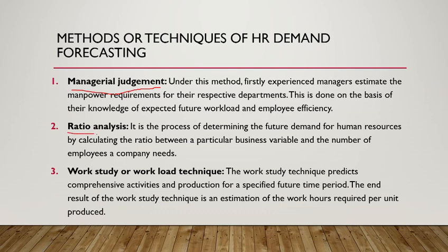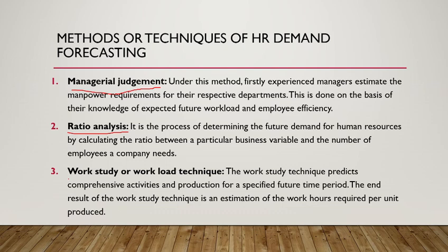This is done on the basis of the managers' knowledge of expected future workload and employee efficiency. Next is ratio analysis. Ratio analysis is the process of determining the future demand for human resource by calculating the ratio between a particular business variable and the number of employees a company needs. For example, the company wants to produce 1,50,000 units of sales. The number of workers existing is 150.